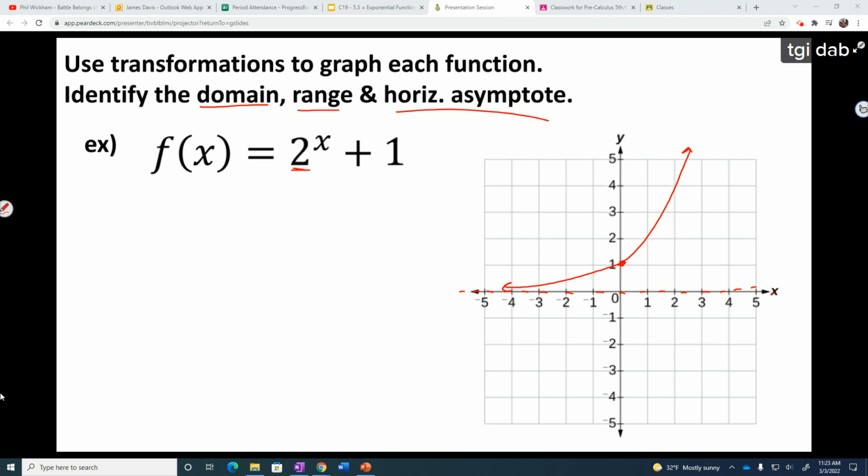So I would always start with parent function. If you have a different color, it would be a good idea to use a different color, because you got 2 different writing pencils. If not, it's okay. All right, and then we're gonna just figure out the only transformation we have. This one, it's up 1.